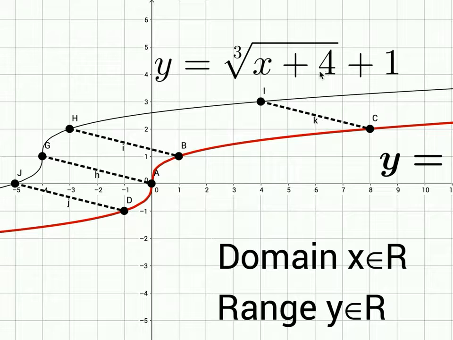How about the domain and range? Do you agree that it's almost identical to the parent function y equals the cube root of x? And what we did was simply move it left 4, up 1. Is it going to change the domain and range information? No, it's not going to change it. So the domain is going to stay: x is going to belong to any real number set. Range, y is going to belong to the real number set as well.